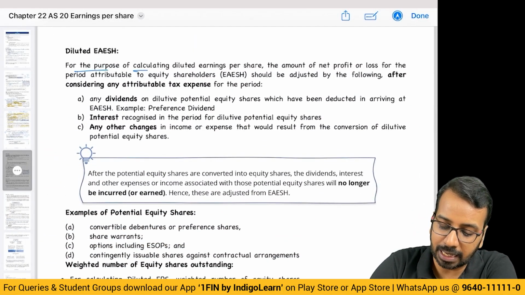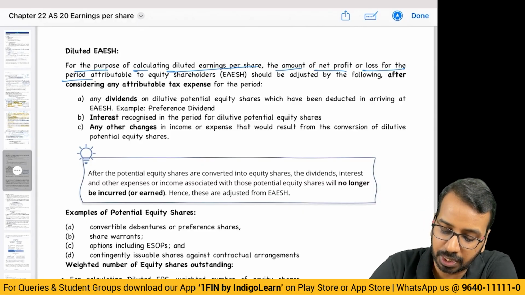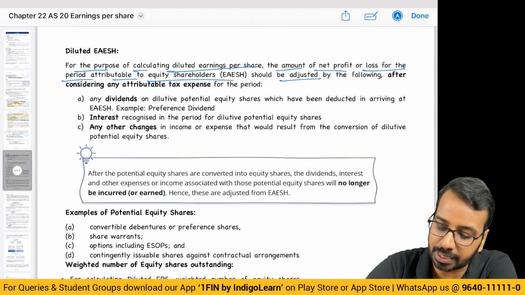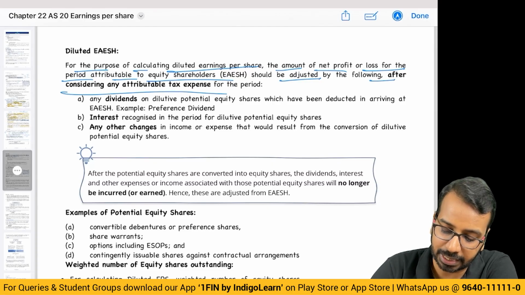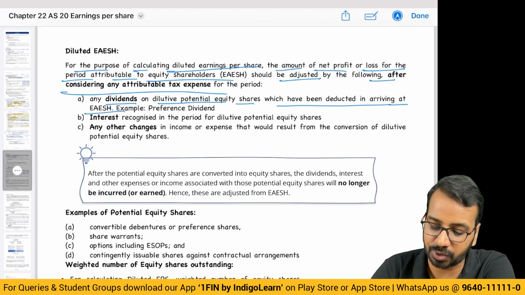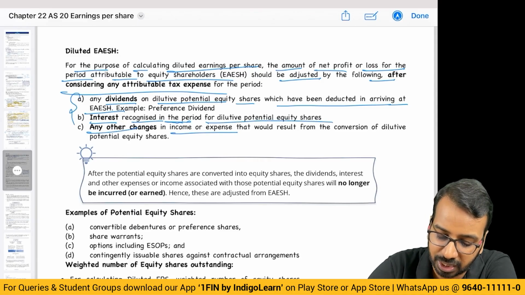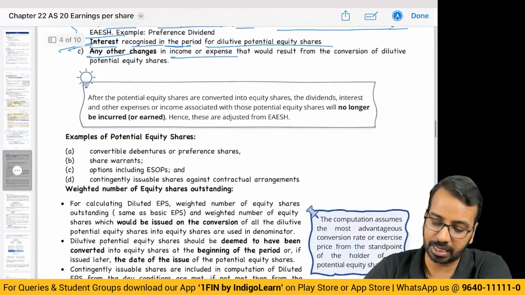Now, for the purpose of calculating diluted EPS, the amount of net profit or loss for the period attributable to equity shareholders is adjusted by following after tax: dividends on potential equity shares which have been deducted in arriving at earnings available to equity shareholders, interest recognized in the period for dilutive potential shares, any other changes in income and expense. Generally, we get only the first two in the examination.